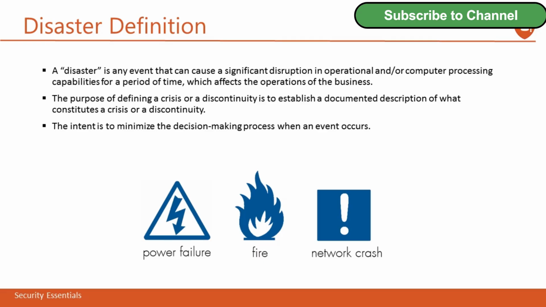The purpose of defining crisis or discontinuity is to establish a documented description of what constitutes a crisis or discontinuity. The intent is to minimize the decision-making process when an event occurs. So the purpose is to establish a document that describes what needs to be done so that actions can be taken immediately instead of figuring out what to do, since it's all done ahead of time.